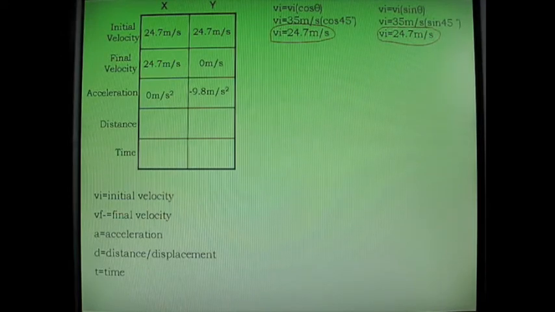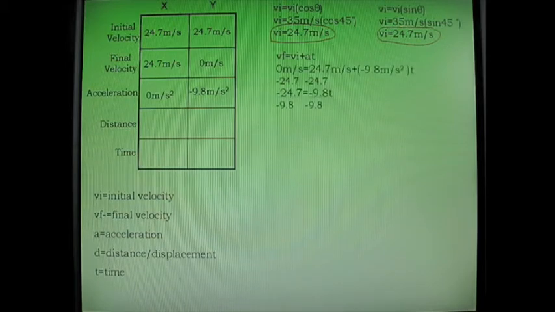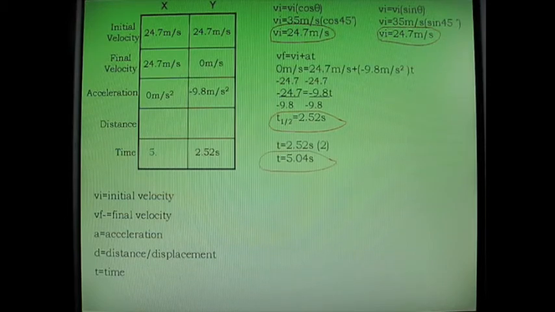Then we figured out the distance and time in the x and y directions by using the kinematics formulas. We used the formula final velocity equals initial velocity plus acceleration times time to find the time in the y direction, 2.52 seconds. We multiplied this by 2 to find the time in the x direction, 5.04 seconds, because the time in the y direction is only equal to the time the projectile takes to reach its maximum height, not the time it takes to land again.